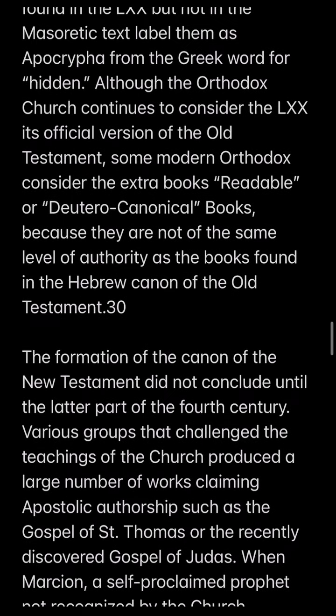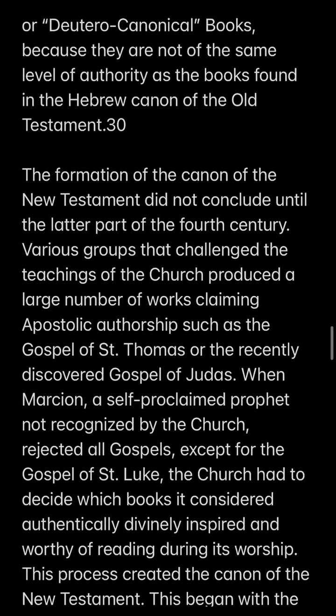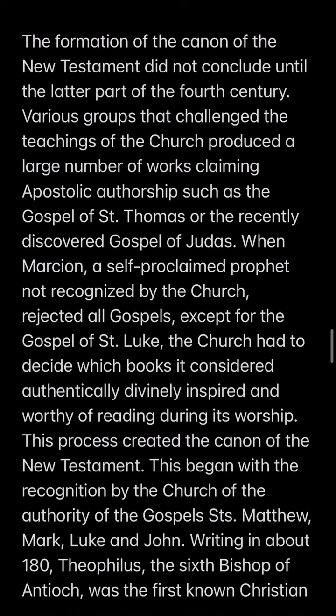Although the Orthodox Church continues to consider the Septuagint its official version of the Old Testament, some modern Orthodox consider the extra books readable, or deuterocanonical books, because they are not of the same level of authority as the books found in the Hebrew canon of the Old Testament. The formation of the canon of the New Testament did not conclude until the latter part of the 4th century.